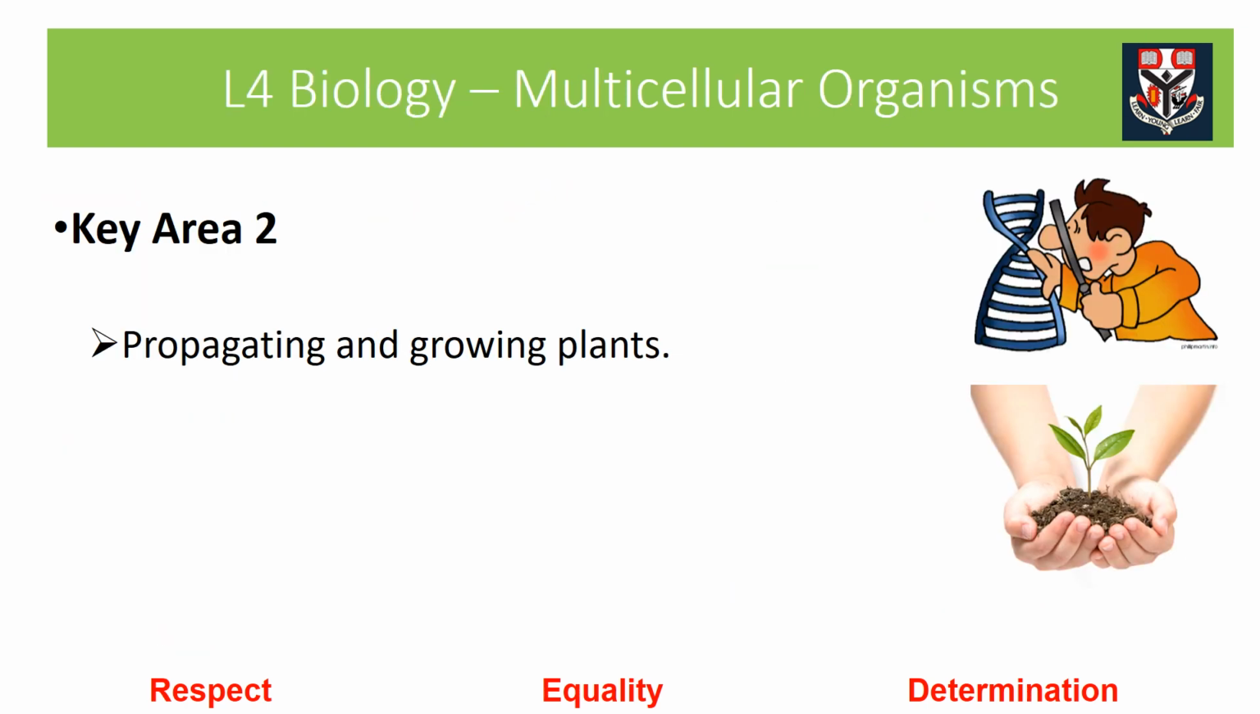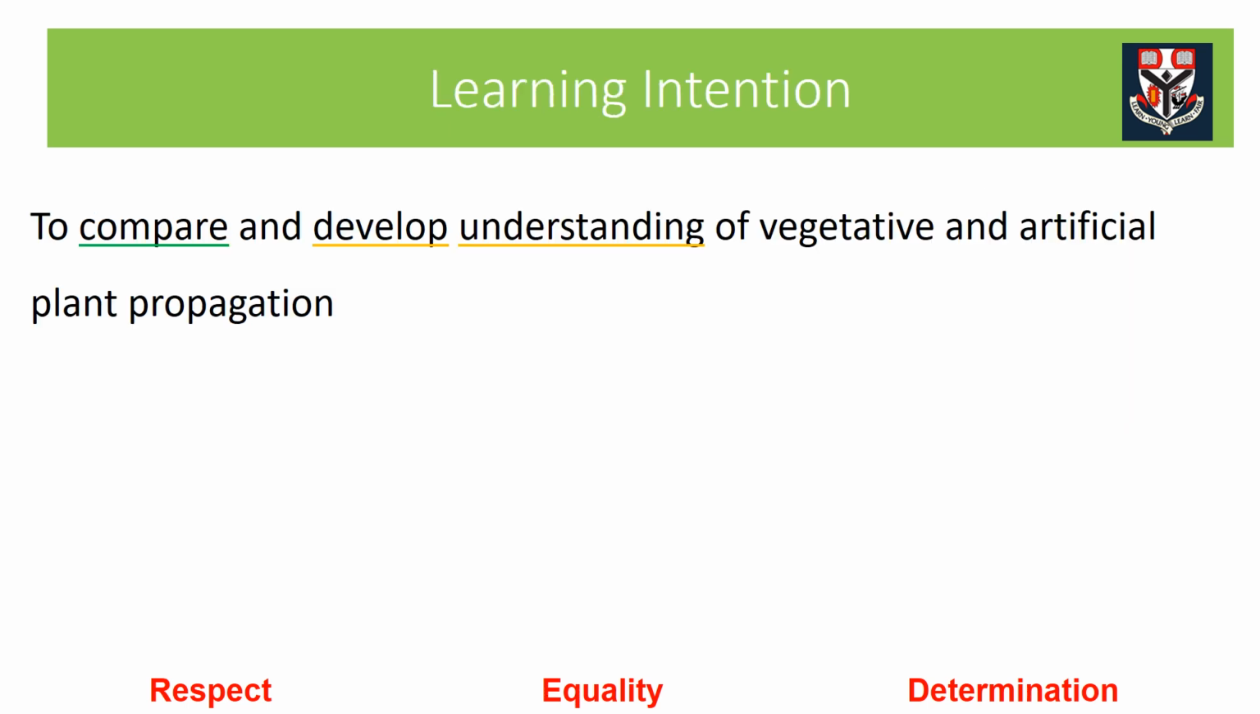Key Area 2 of multicellular organisms. Key Area 2 is entitled Propagating and Growing Plants. Our learning intention for this video is to compare and develop understanding of vegetative and artificial plant propagation.